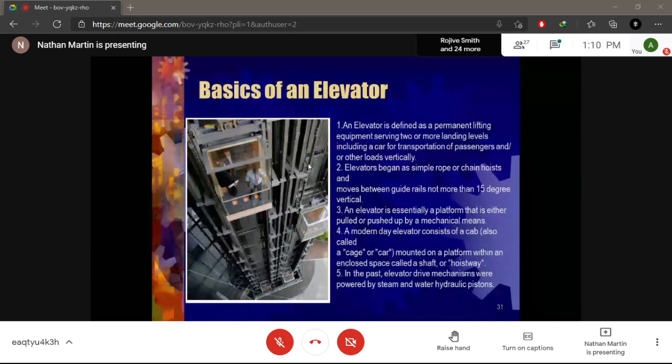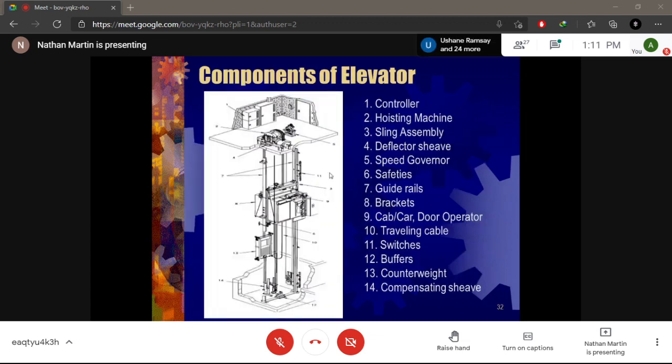A modern elevator consists of a cab, also called a cage or car, mounted on a platform within an enclosed space called a shaft, so the elevator shaft or hoistway. Now, in the past, elevator drive mechanisms were powered by steam or water hydraulic pistons, but today they are powered by motor-driven circuits, right?